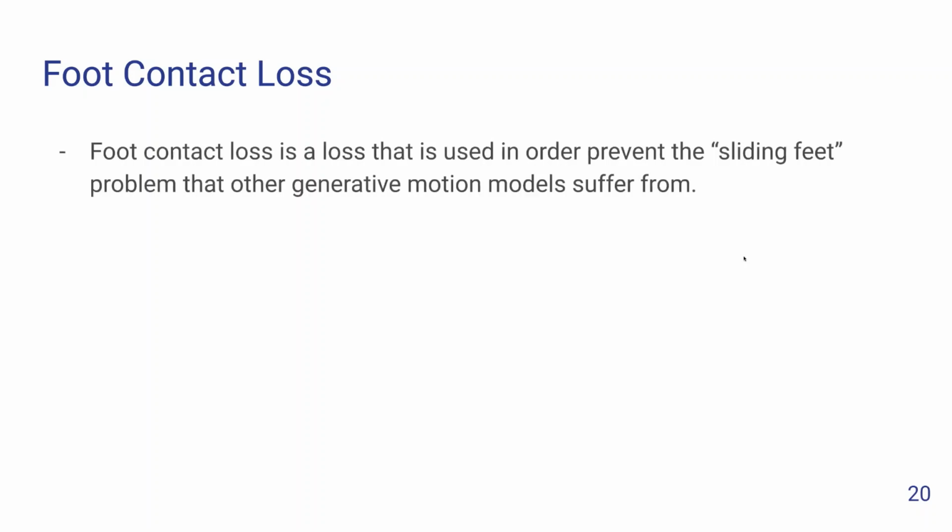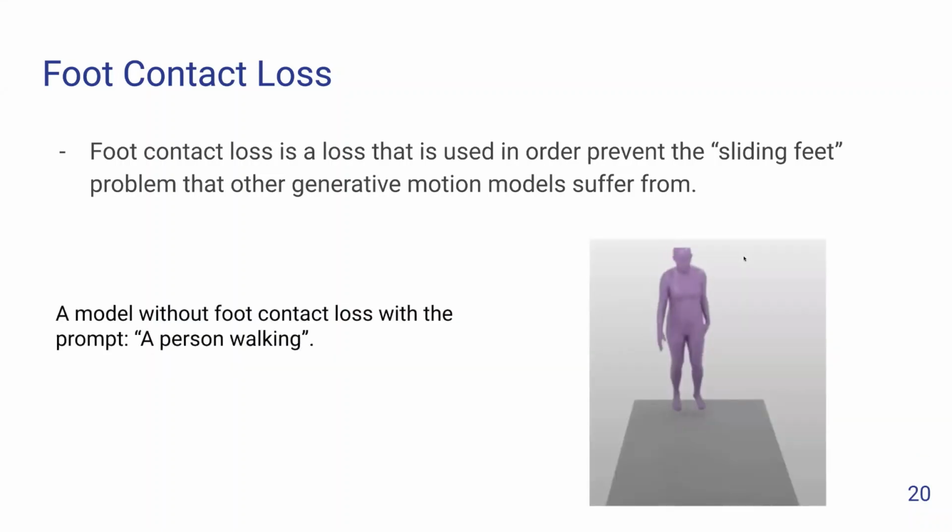The first of the 3 geometric losses is the foot contact loss. Foot contact loss is basically there to prevent the sliding feet phenomenon that other less robust models incur. For example, if I put the prompt a person walking into a less powerful, less robust model without foot contact loss, it does this sliding effect.